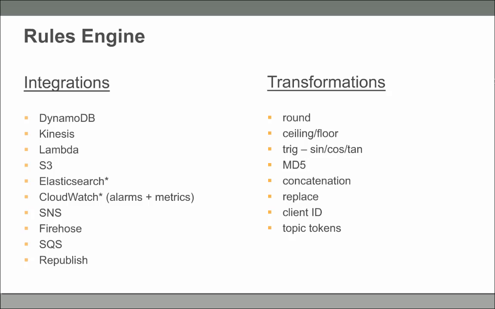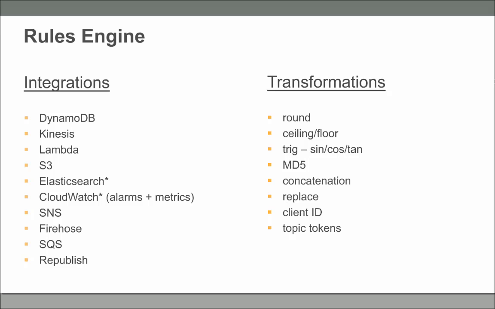CloudWatch, if you're familiar with CloudWatch in the alarming and metrics, you can route AWS IoT data into CloudWatch alarms so you can manipulate your alarms with IoT data. SNS is messaging. You can send messages, Firehose, data streams, push messages into SQS queues, and then republish is if you maybe would want to act upon data and then send it to another device, and republish allows you to publish a message back into the broker from the rules engine.